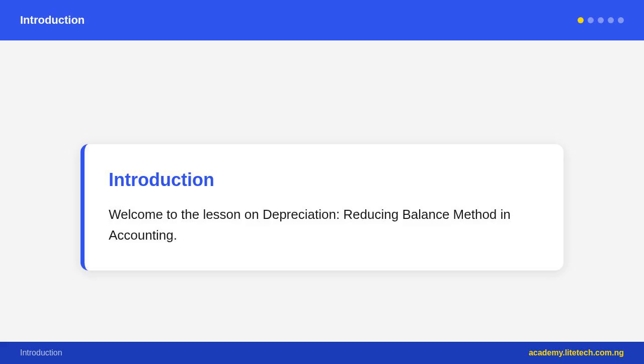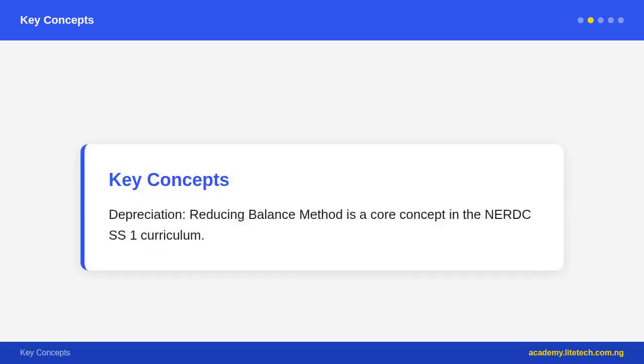Worked example. A piece of equipment is purchased for 4 million Nigerian nairas. The reducing balance rate is 25% per annum. Year 1, depreciation equals 4 million Nigerian nairas x 25% equals 1 million Nigerian nairas. Net book value, end year 1, equals 4 million minus 1 million Nigerian nairas equals 3 million Nigerian nairas. Year 2, depreciation equals 3 million Nigerian nairas x 25% equals 750,000 Nigerian nairas. Net book value, end year 2, equals 3 million minus 750,000 Nigerian nairas equals 2,250,000 Nigerian nairas.